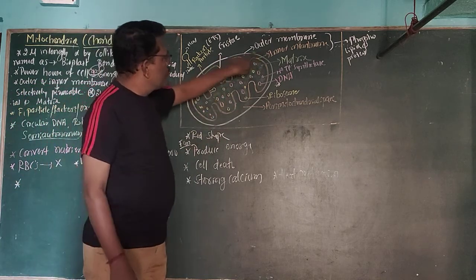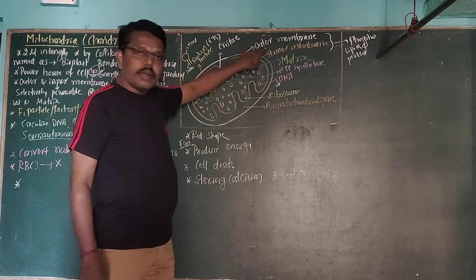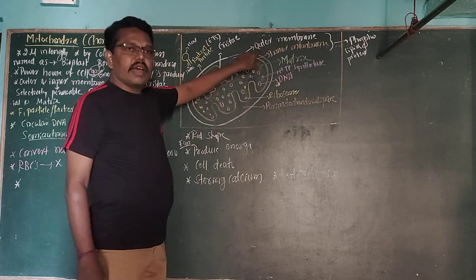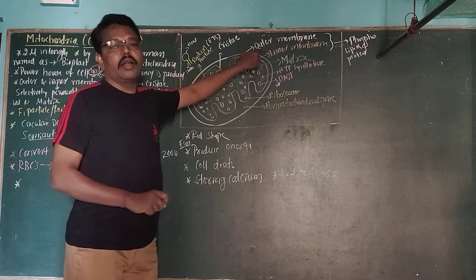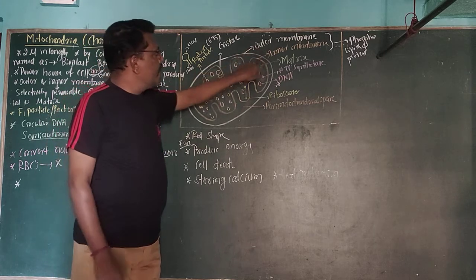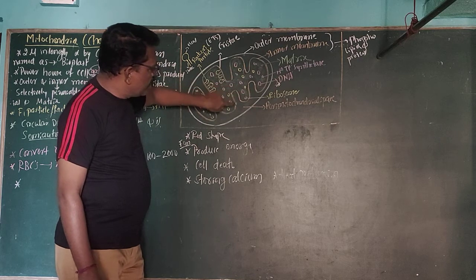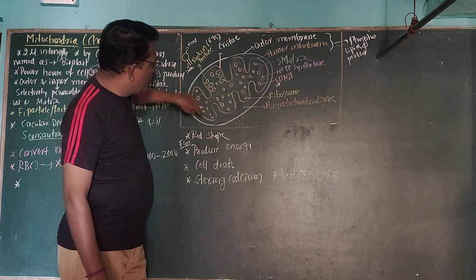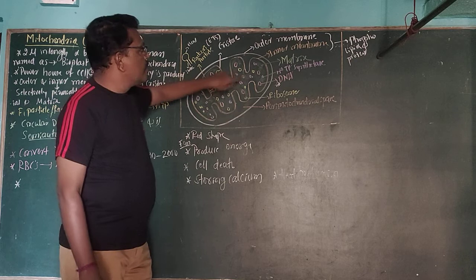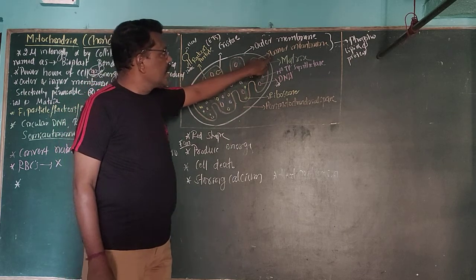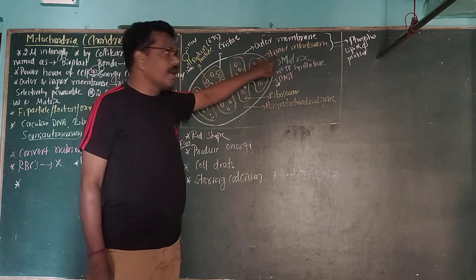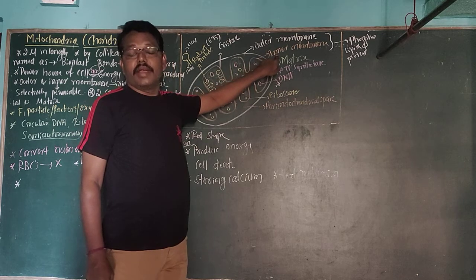The first one is called the outer membrane. It is almost permeable to all molecules. Then there is the inner membrane. Here you will see foldings within the mitochondria. This one is called the inner membrane, and it is selectively permeable.